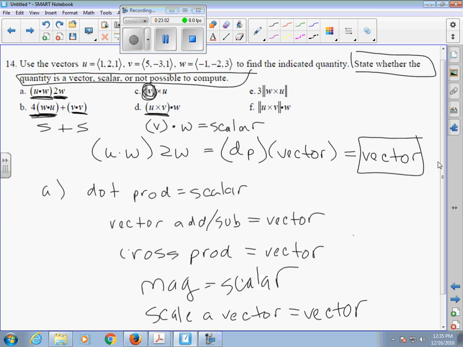Okay, for E, I have a cross product multiplied by 3. So the magnitude of the cross product. First off, inside here, W cross U is a vector. And if I take the magnitude of a vector, you get a scalar, right? That's the length of it. So that times 3, a scalar times 3, is still a scalar. For F, this right here, as we just did in E, is going to be a scalar, and you can't dot a scalar with a vector, only a vector with a vector, so that one is not possible.